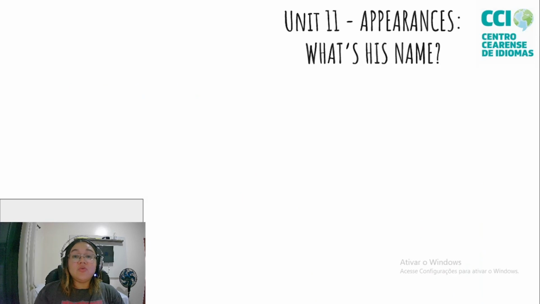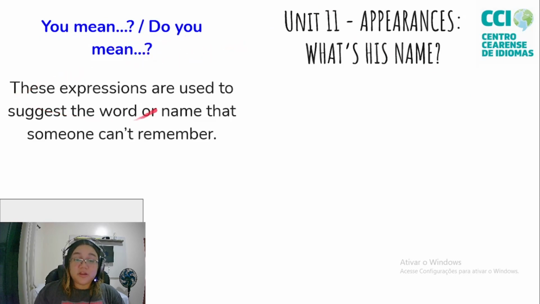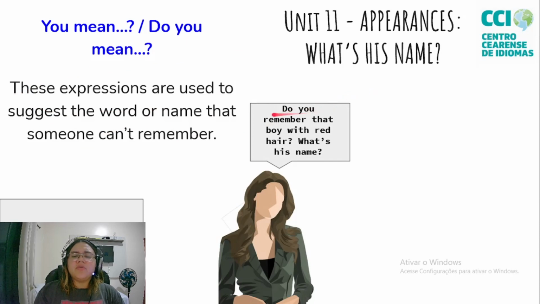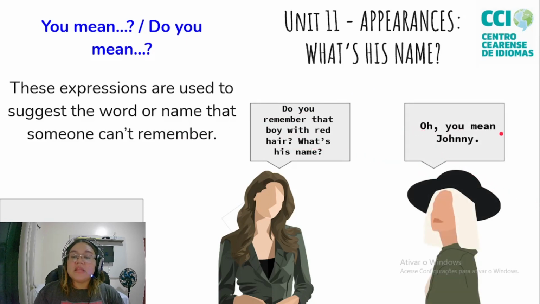Now, if you don't forget something, but the person that you were talking to forgets something, you can use the expressions you mean or do you mean. Let's see. These expressions are used to suggest the word or name that someone can't remember. Here, do you remember that boy with red hair? What's his name? So the girl says, oh, you mean Johnny. She's suggesting the name, right? Oh, you mean Johnny. Or she could have just said, do you mean Johnny?